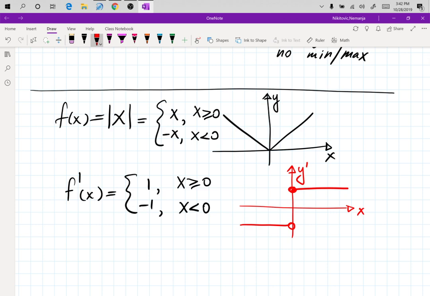so I'll put it like this. Derivative DNE at x equals 0. And that is another location that could produce, not will, but could produce min and max, because you see the example up there.